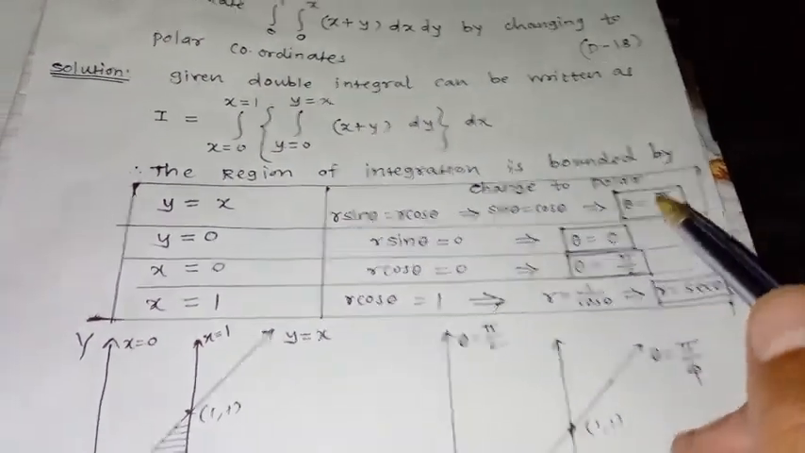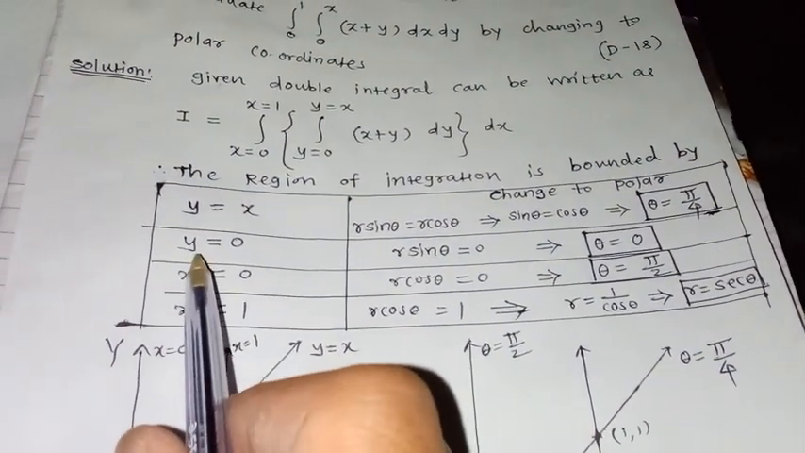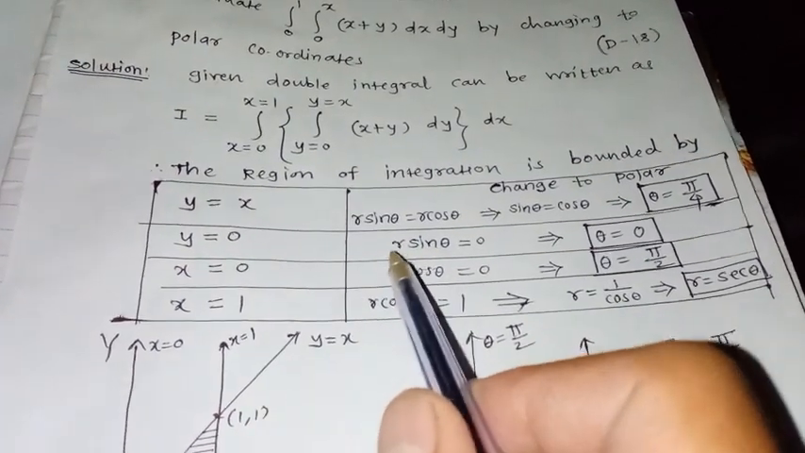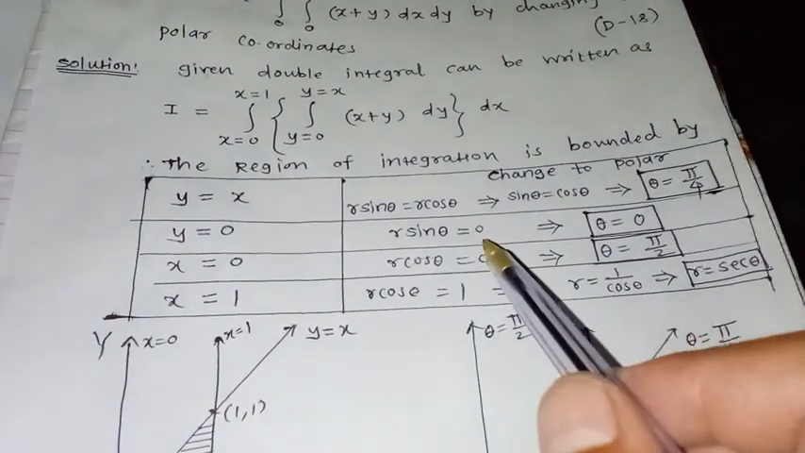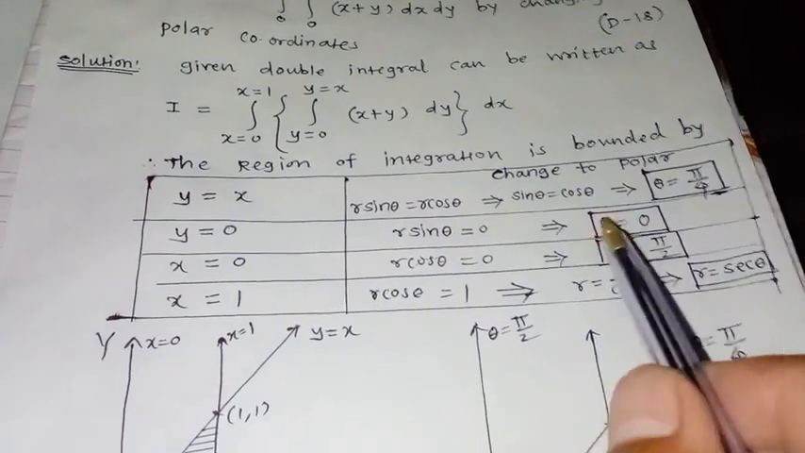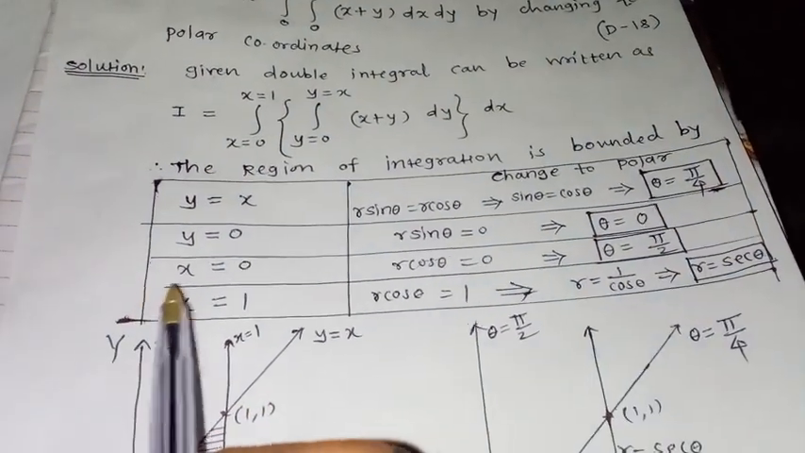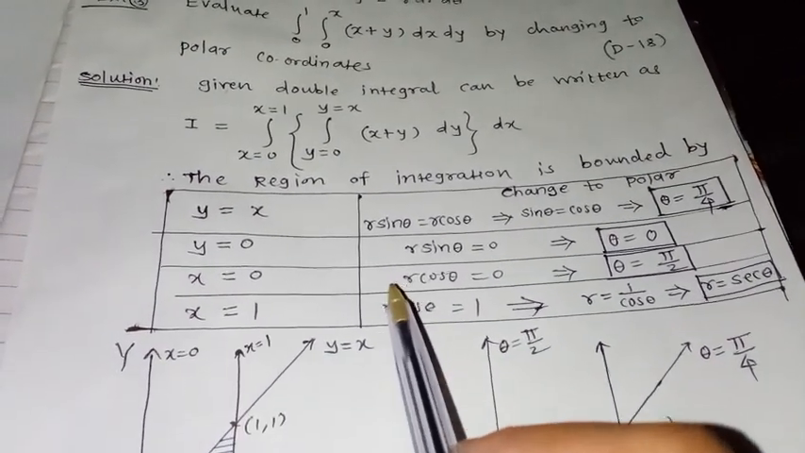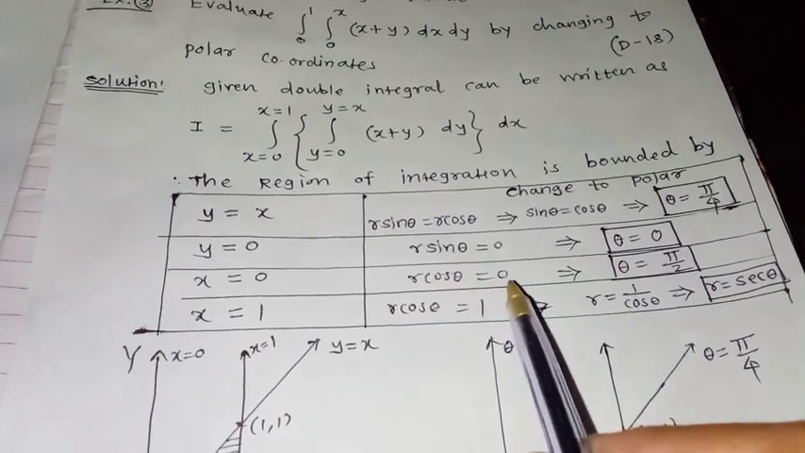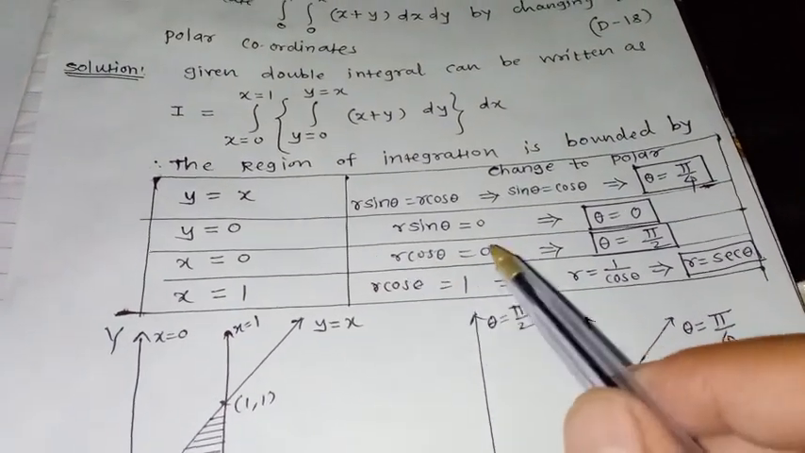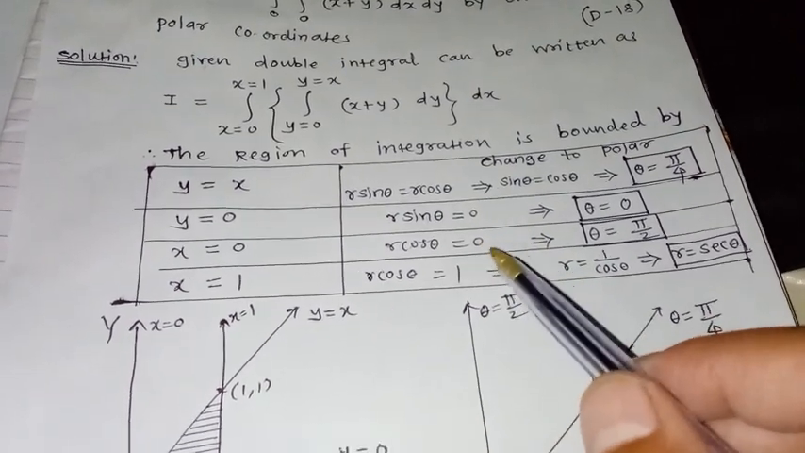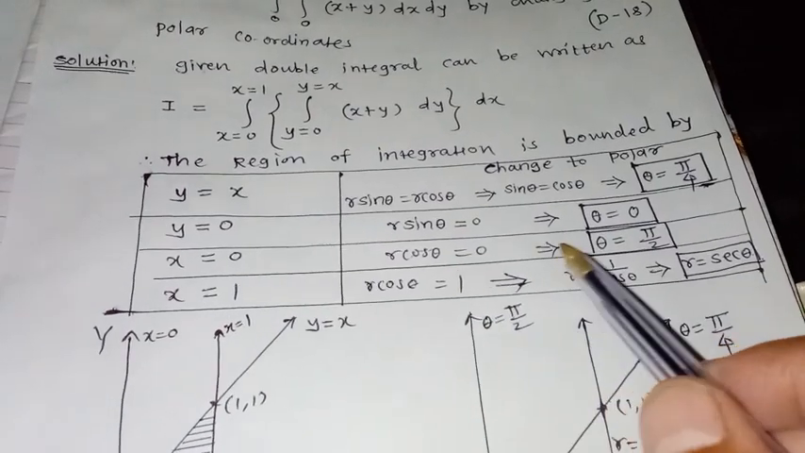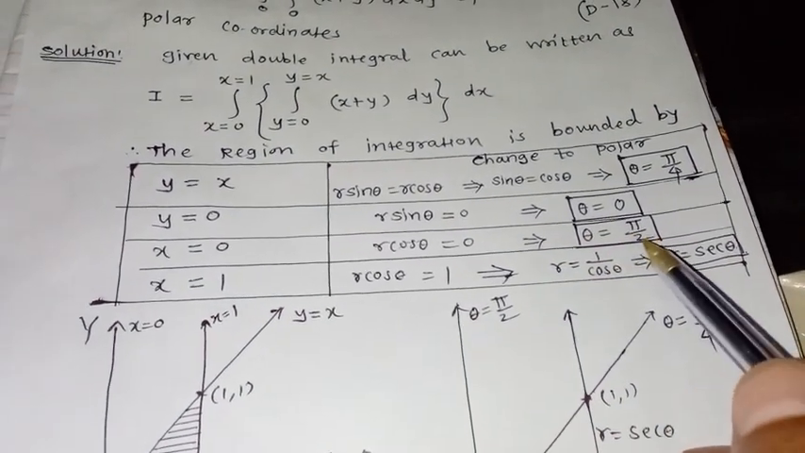Similarly we can write this other curve y equals 0, that means by replacing y by r sin theta we will get r sin theta equals 0. After solving this, we will get theta equals 0. Similarly, for the next curve x equals 0, we have to replace x by r cos theta. So it will be r cos theta equals 0, and after solving this, r is dropped, so cos theta equals 0, and cos theta is 0 only when theta equals pi by 2.